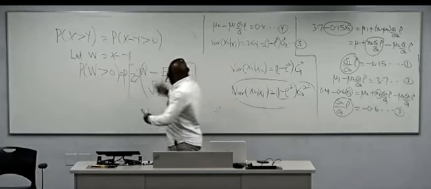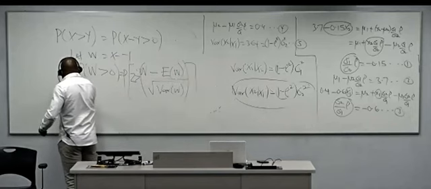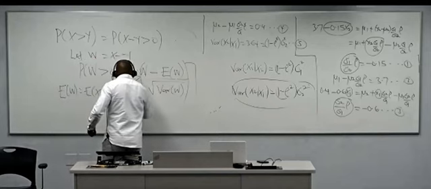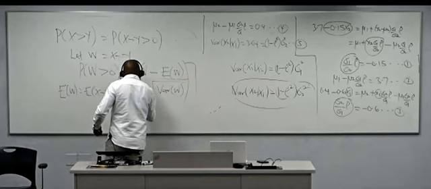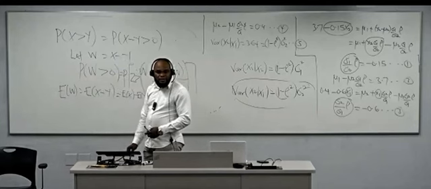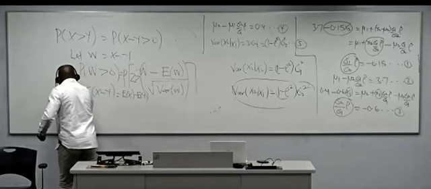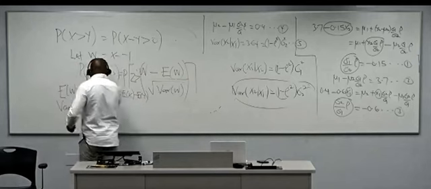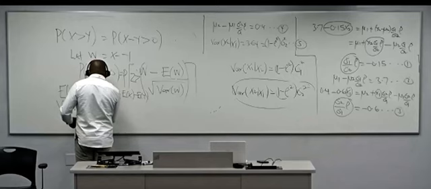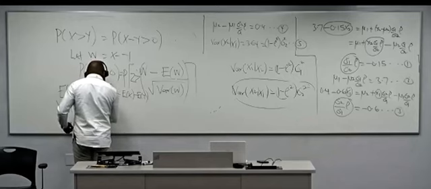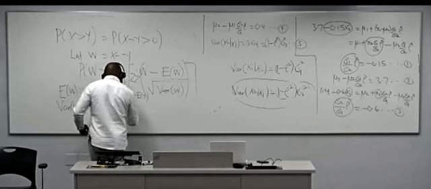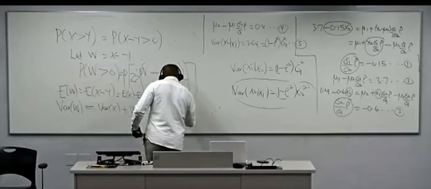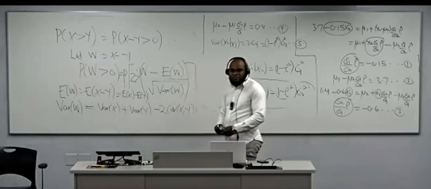And the expected value of w is basically going to be this, right? Which is going to be what? Expected value of x minus expected value of y. Then you need the variance of w. The variance of w here is basically going to be the variance of x plus the variance of y minus 2 covariance of xy. Take a look at that.